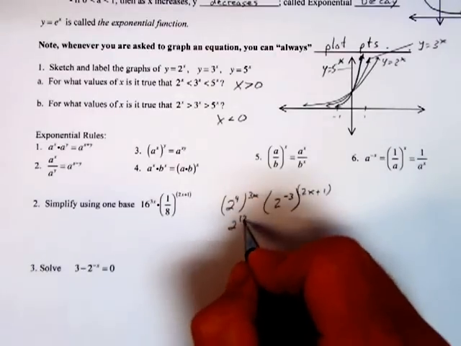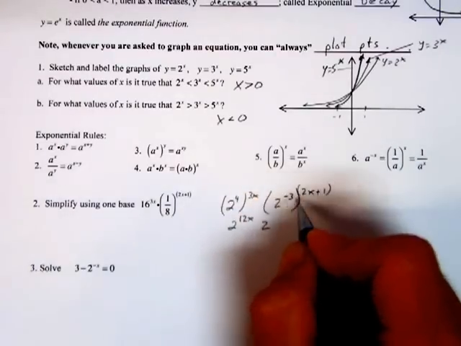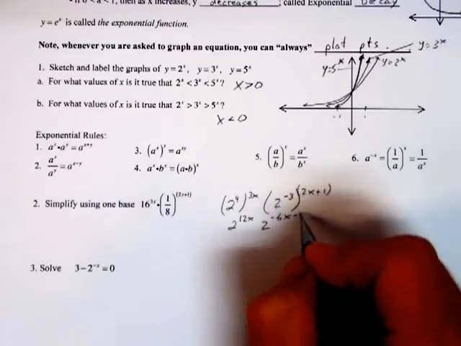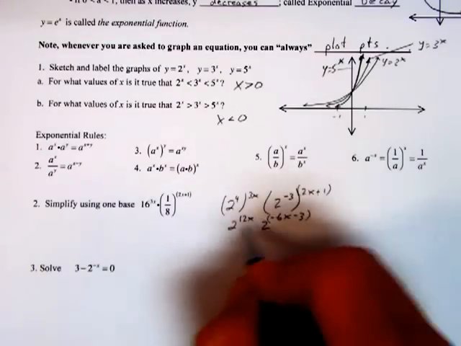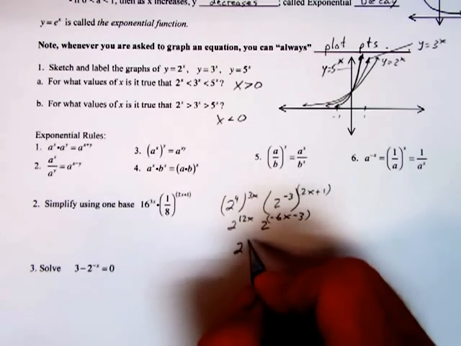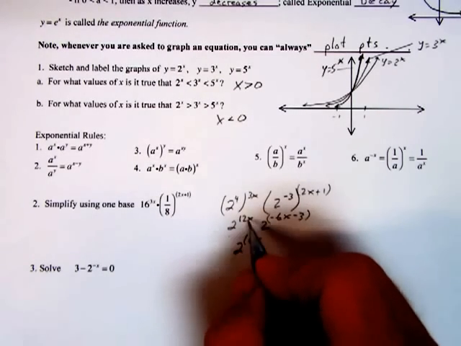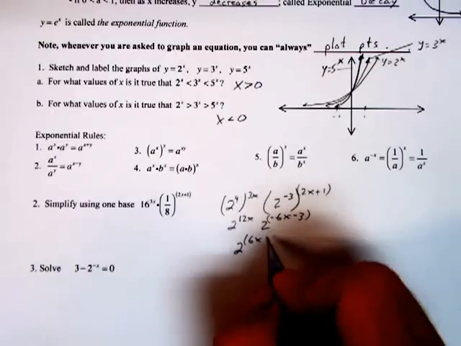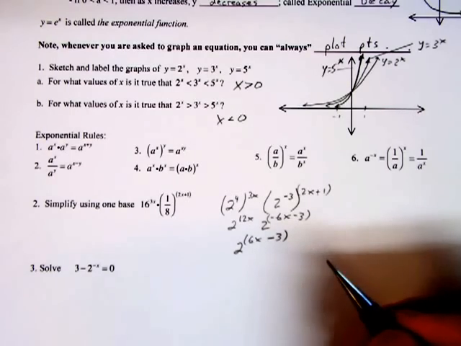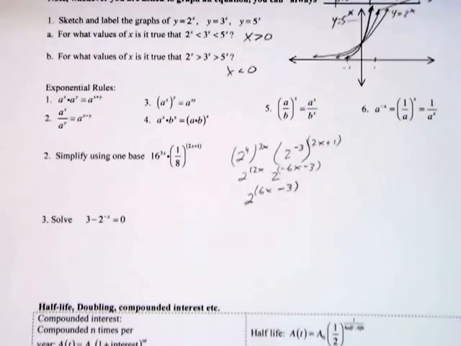4 times 3x would be 12x. Negative 3 times 2x plus 1 would be negative 6x minus 3. Now we have the same base, and we can add the exponents. So 2 to the 6x, 12x plus negative 6x would be 6x, and then minus 3. And that's it. Solve this equation.